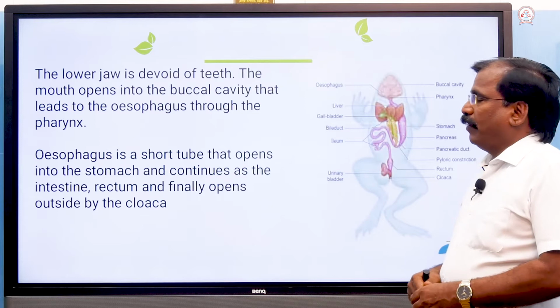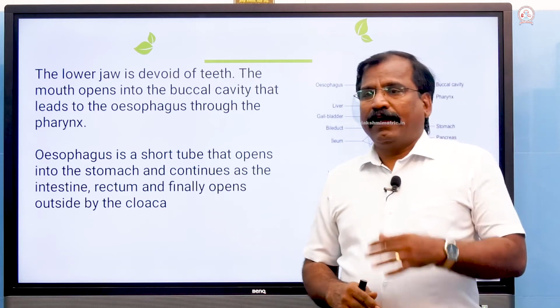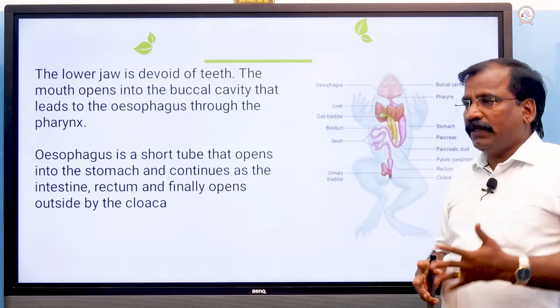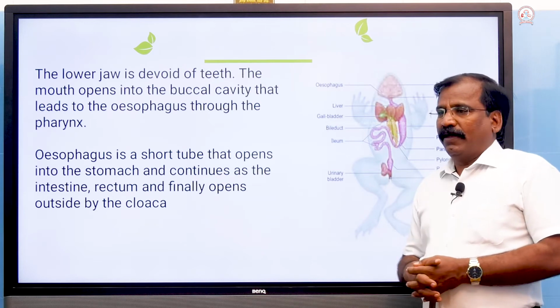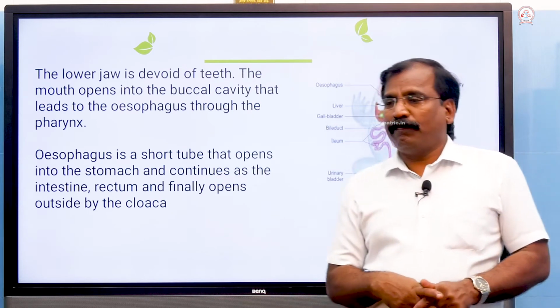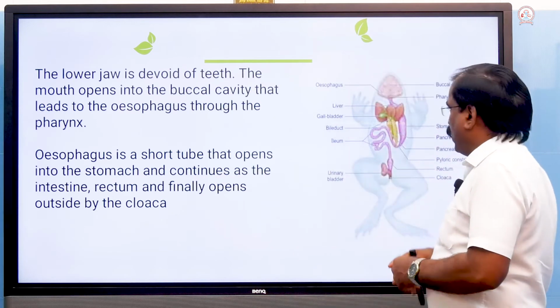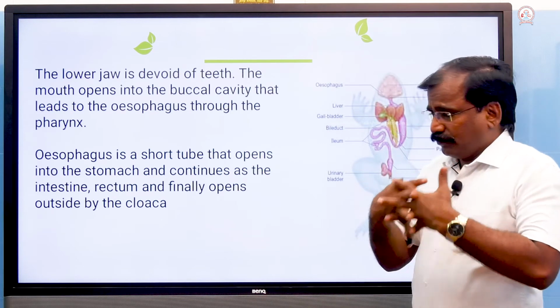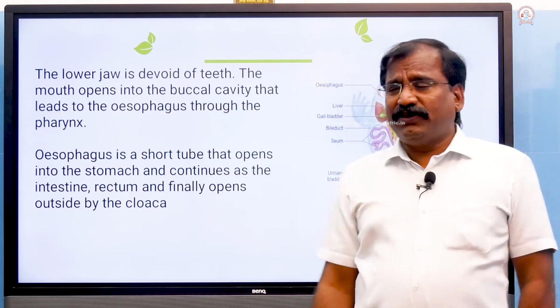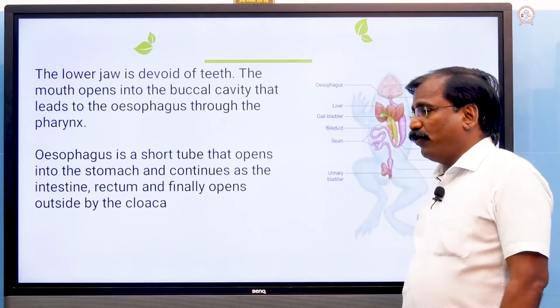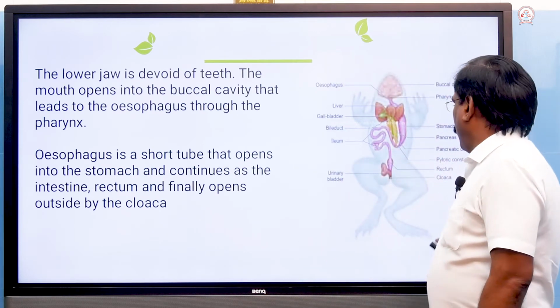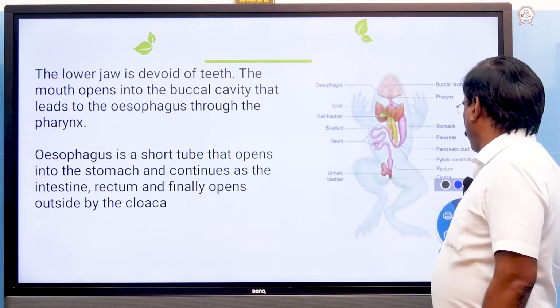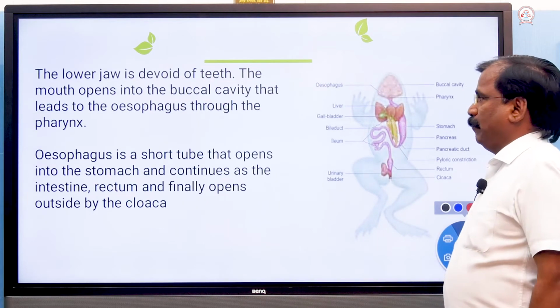In the upper jaw there are teeth, the top teeth. As we discussed earlier, there are maxillary teeth. So what about the lower jaw? The lower jaw is devoid of teeth. In the lower jaw, no teeth.